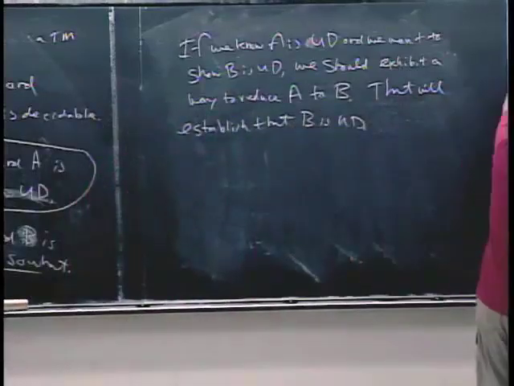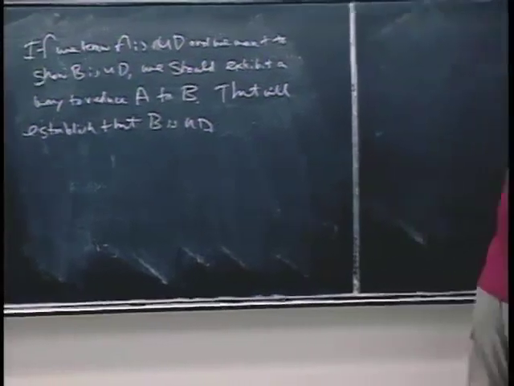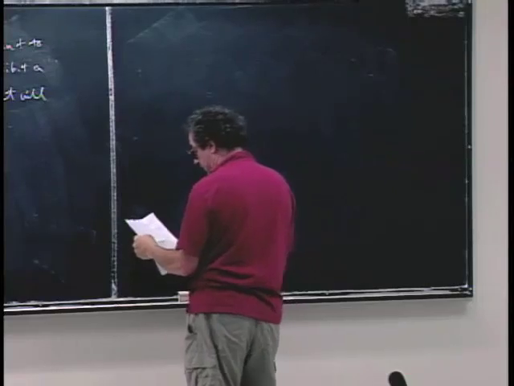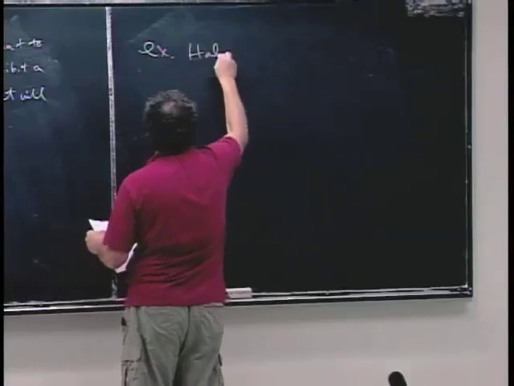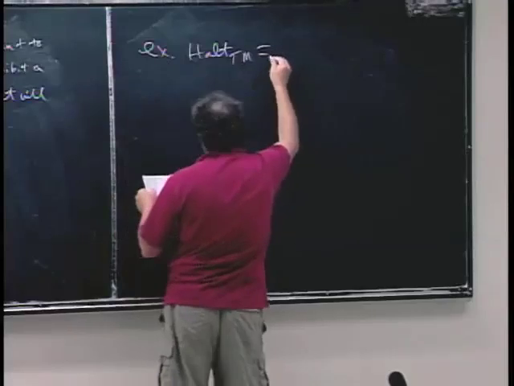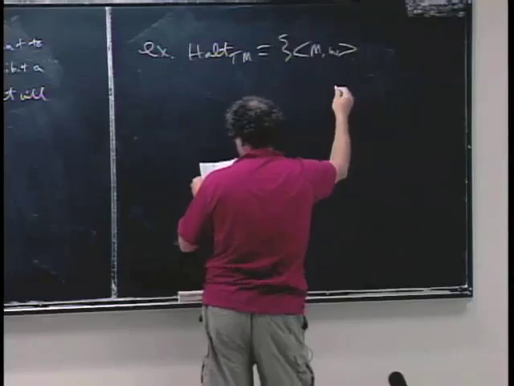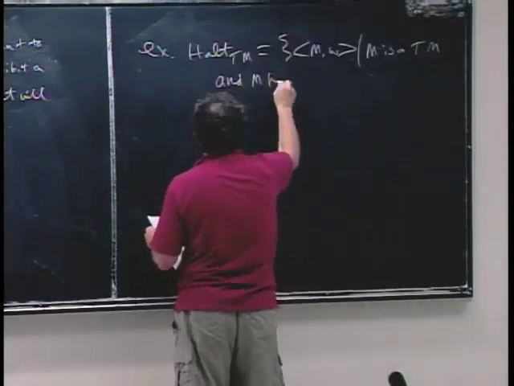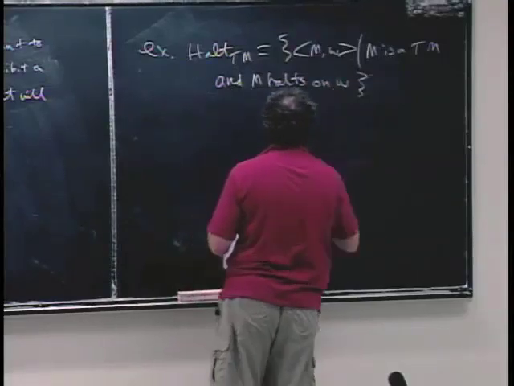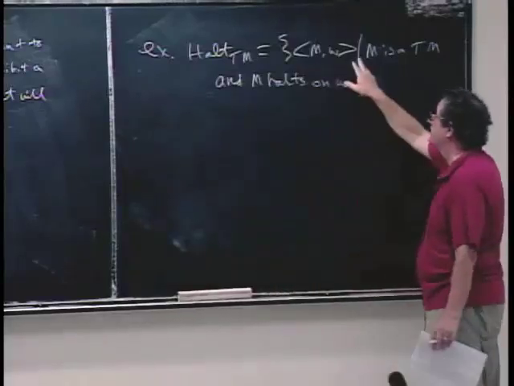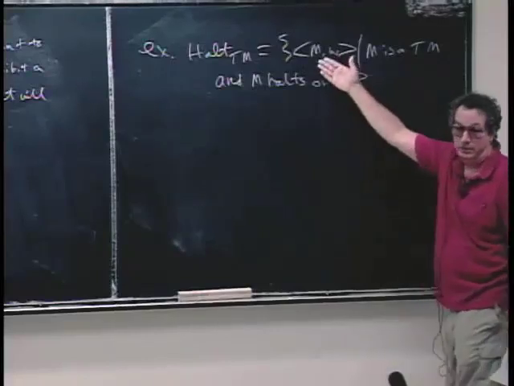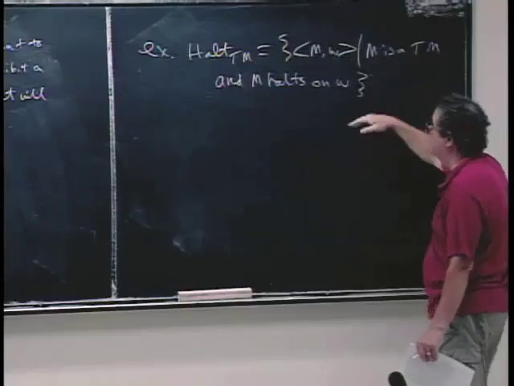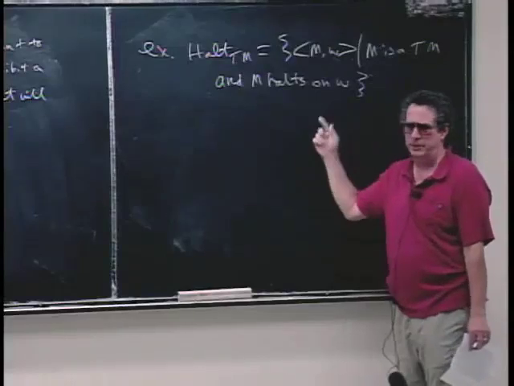Here's a language. Okay? So the strings in this language have the form M comma W, a description of a Turing machine and input W, such that M is a Turing machine and M halts when it's given W. Now, how does this differ, by the way, from ATM? It looks very similar to ATM.